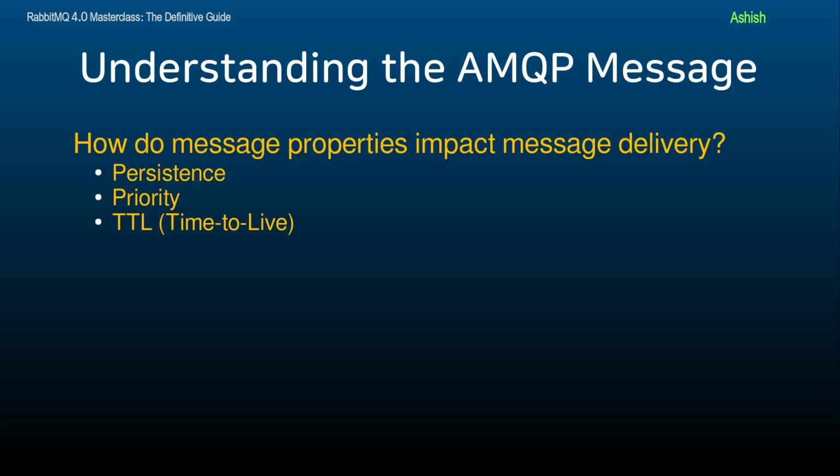TTL, which stands for time to live, is the expiration property which allows you to set an expiration time for a message. If the message is not consumed within that time, it will be discarded, reducing the load on queues and ensuring timely processing. Correlation ID is essential for request response patterns in RabbitMQ. By correlating the request message with the response, the consumer can easily match the reply to the request, which is particularly useful for RPC, remote procedure call scenarios.